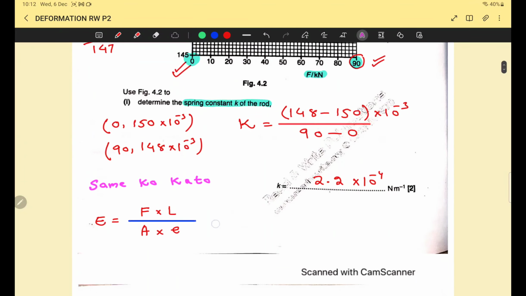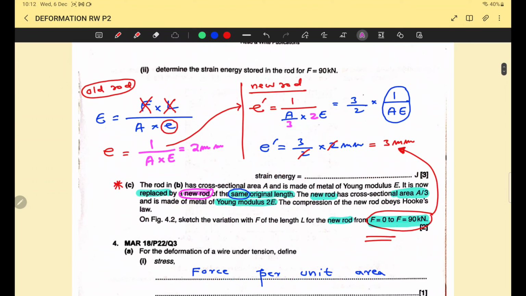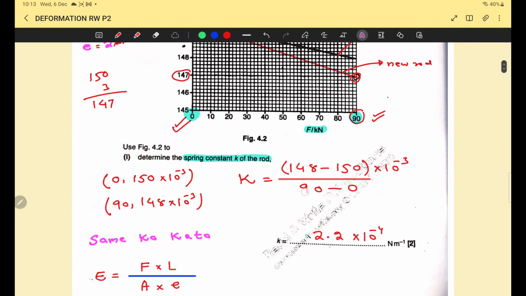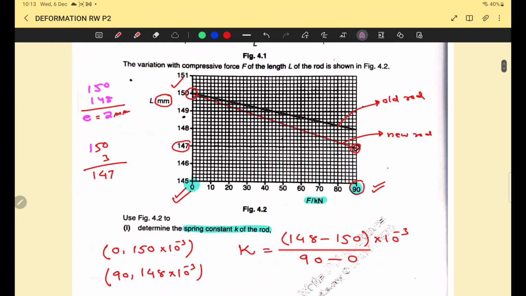And now today, the rod is replaced by a new rod, and the new rod has the same length, so I have cancelled out length. The new rod has area A upon 3, so I used area A upon 3. Young modulus is 2E, so I used Young modulus 2E. By calculation, 3 upon 2 becomes constant, and this 1 upon AE is equal to 2 mm. When you solve this, for the new rod it is 3 millimeter compression. So 150 original length minus 3 millimeter compression, the final length becomes 147 millimeter.